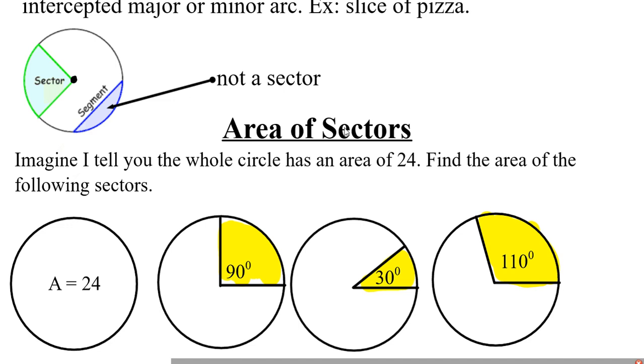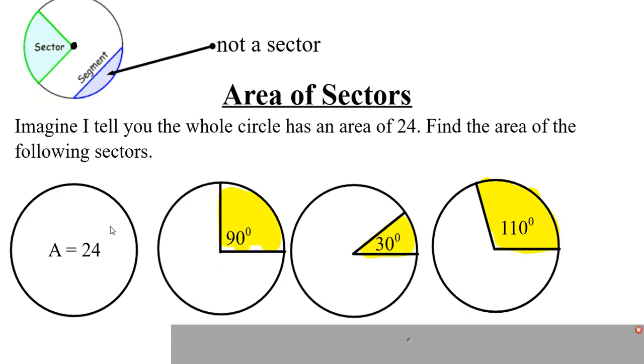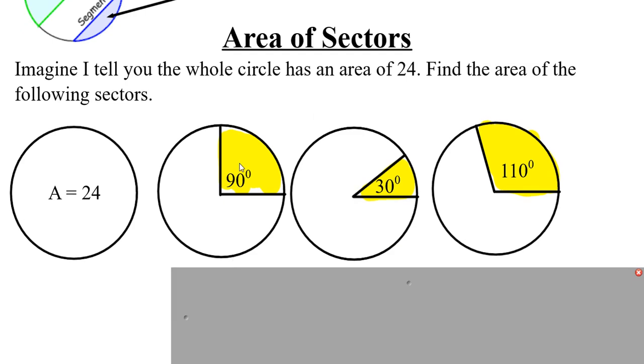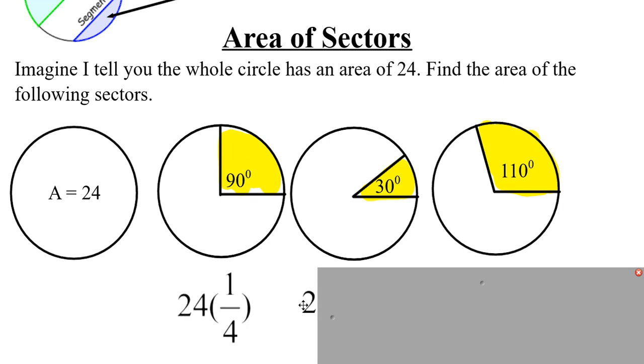To develop the area formula for a sector, we're going to kind of self-discover it for ourselves. So imagine I tell you the whole circle right here has an area of 24. Find what the area of the following sectors would be. What would the area of this sector be if the central angle was 90 degrees? Well, you might say that 90 degrees is 1/4 the way around the circle, so it'd be 24 times 1/4. The area of this yellow shaded piece should be 6, and you would be correct.